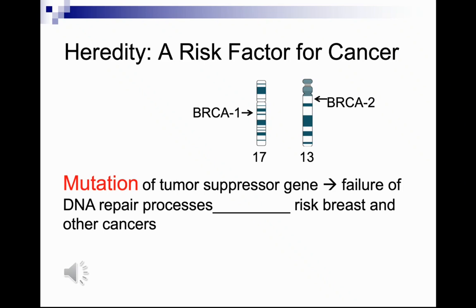BRCA mutation. BRCA is a healthy tumor suppressor gene. We all have it. A healthy BRCA tumor suppressor gene helps protect us from cancer. But if there's mutation of that tumor suppressor gene, there's failure of DNA processes, which increases the risk for breast and other cancers.